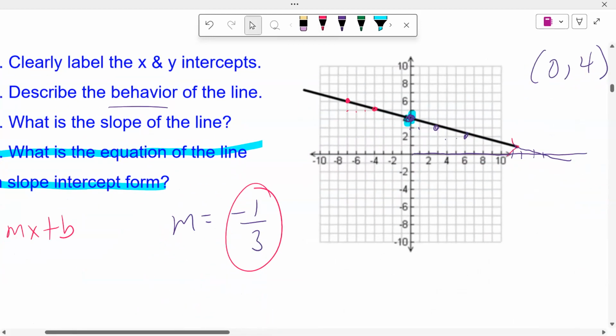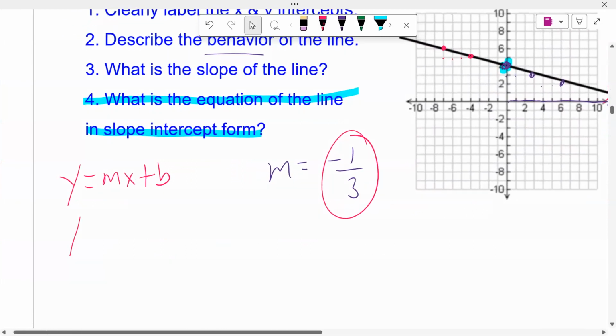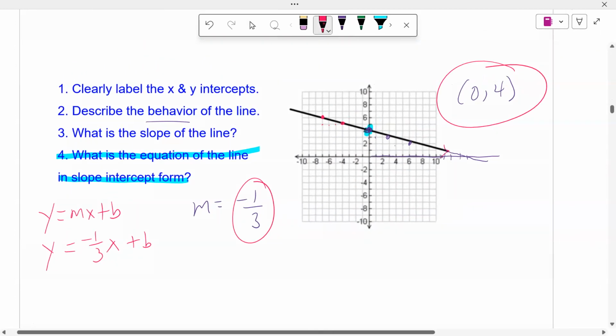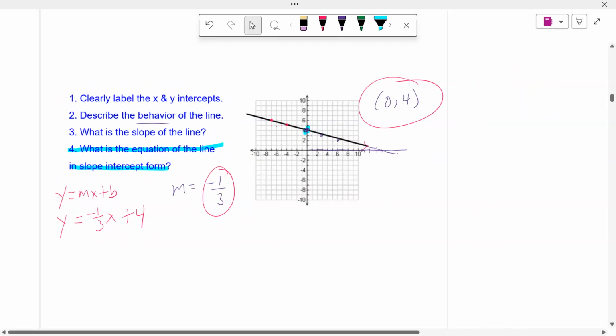So it looks like it does follow that same pattern. As far as my equation goes, so far I have y equals negative 1/3 x plus b, which is the y-intercept, which thankfully we already know. It's up at 1, 2, 3, 4. So instead of plus b, we could just say plus 4. And we're done. All right, so that's how you find the equation of a line given a graph.